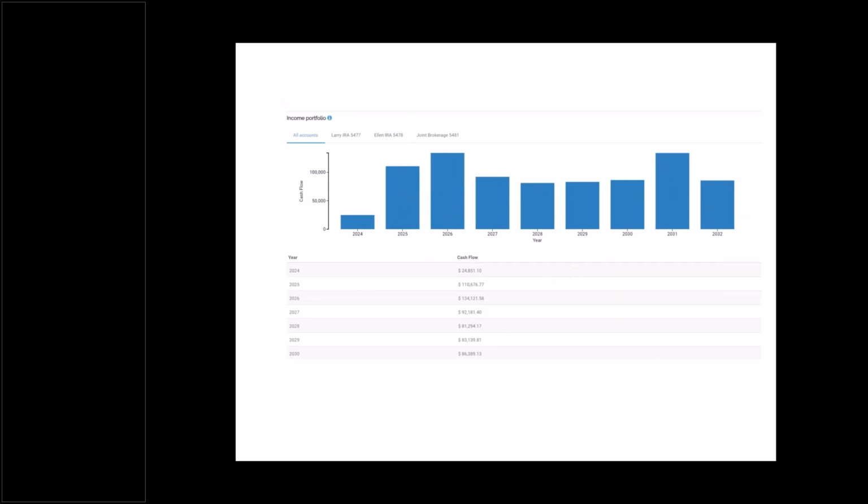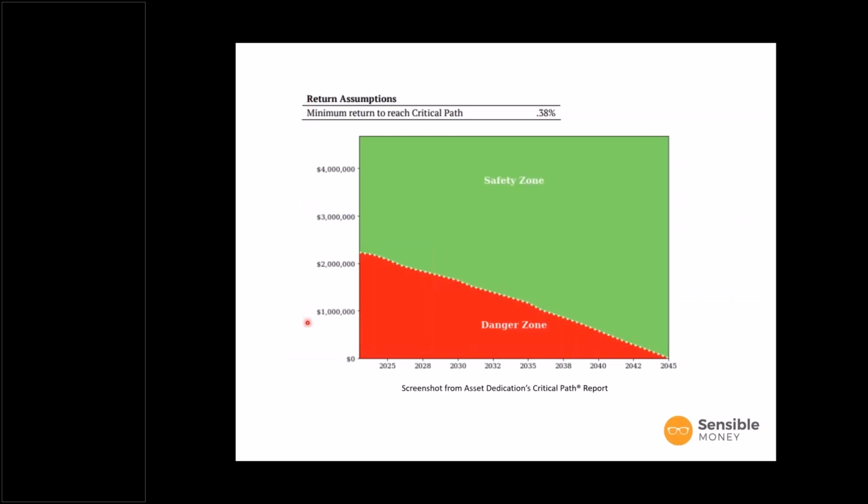And we can take all of those cash flows, and we work with an investment partner called Asset Dedication, and they calculate what's called the minimum return. So what does that mean? Well, these dotted white lines here represent the minimum amount that Larry and Ellen would need to have left each year for their plan to work for life. Meaning, if they're going to pass in 2045, then in 2044, they're going to have just enough money left to spend for their last year of life. And then the year before that, just enough money left to spend for their last 2 years. So it's not an expected path. It's really a worst case scenario.